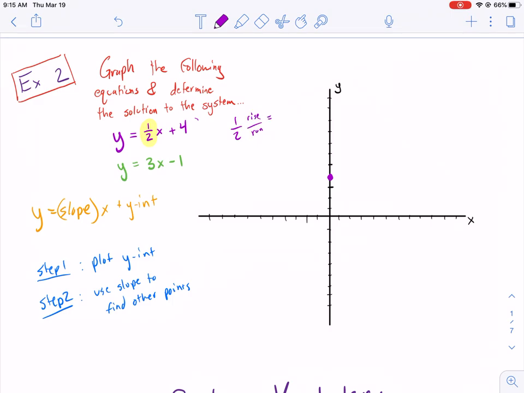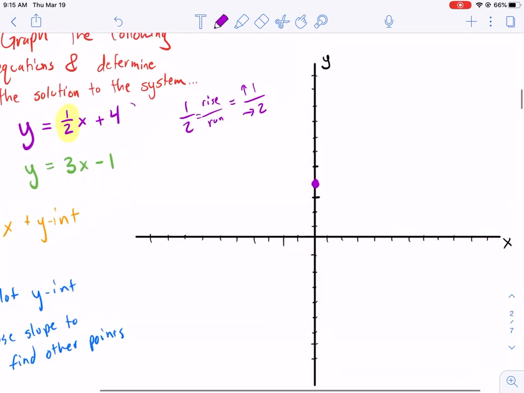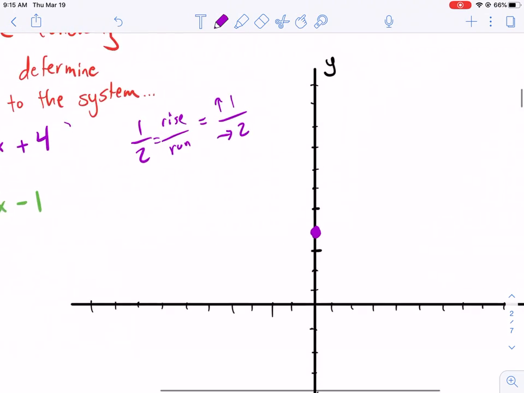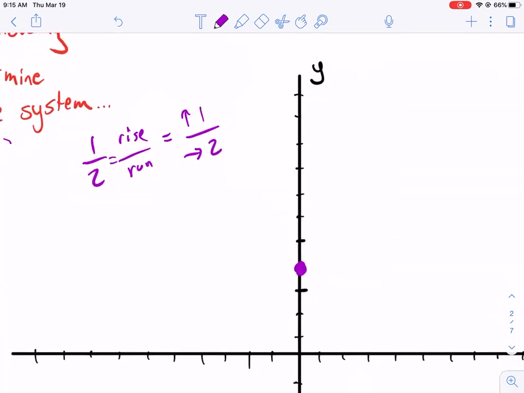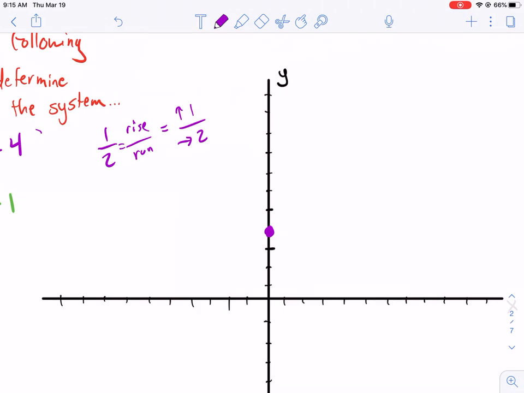So what that means is we're going to go up 1 unit and we're going to go to the right 2 units. If it was a negative, I like to think of the negative going to the top, and so we go down. I always like moving left to right. But in this case, it's positive 1, so we go up 1 and to the right 2. Up 1 to the right 2.